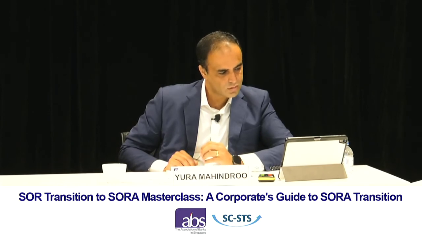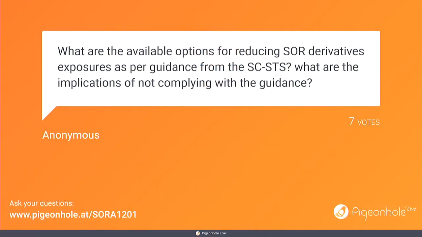A question for Matt now. I'm just moving to derivatives. What are the available options to reduce SOR derivative exposure as per the guidance from the SC/STS? And what are the implications of not complying with the guidance? So this question relates to the requirement to reduce SOR exposure for banks by 80% of your May 2020 exposure.